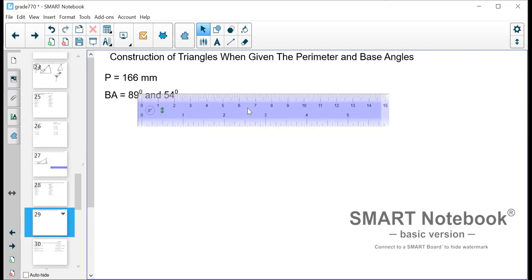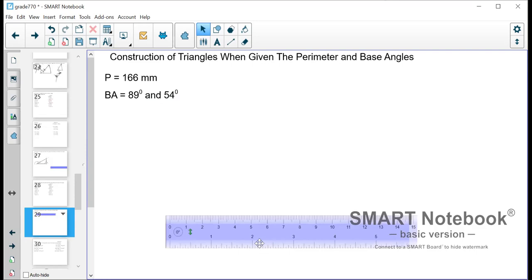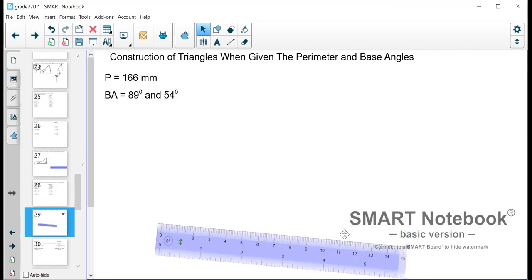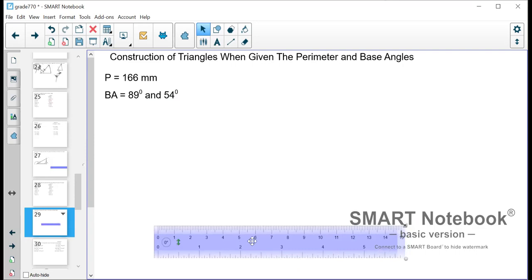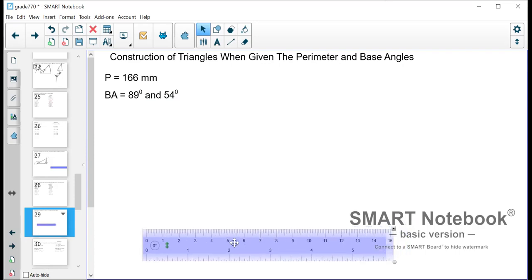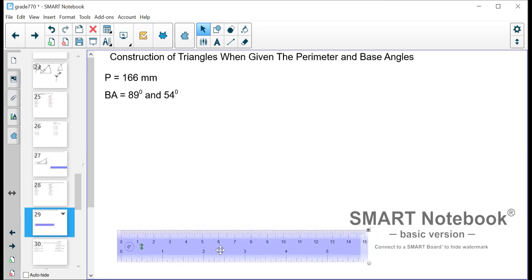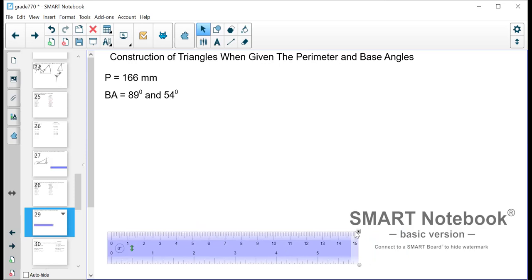Now, you might be asking yourself, what would be the length of the base for this triangle? Because we were not given the length of any side. We were given the perimeter, right, which is 166. So you might be wondering, what length would I use here?